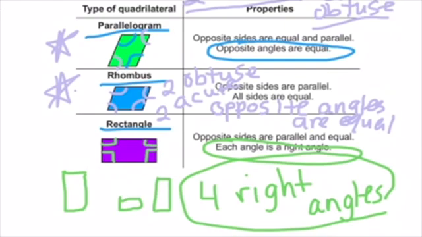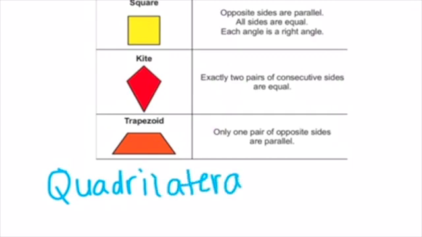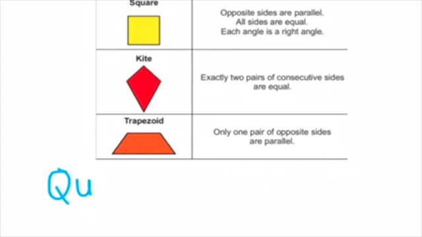So let's look at 3 more quadrilaterals for today. These are our new quadrilaterals for today. Remember, quad means 4. That's why the word quadrilateral is really important to remember, because quad means 4, and that means all quadrilaterals have 4 sides and 4 angles. So just a reminder, because that is very important. All right, let's look at the first one.